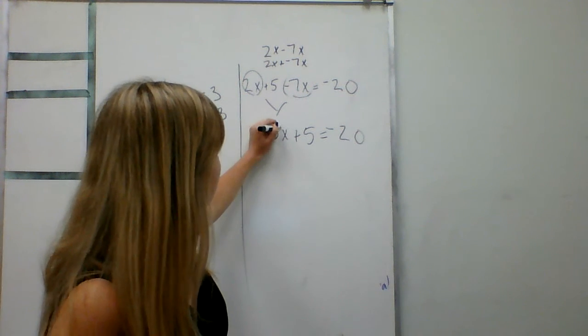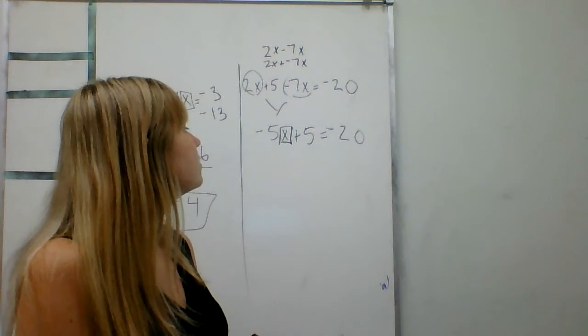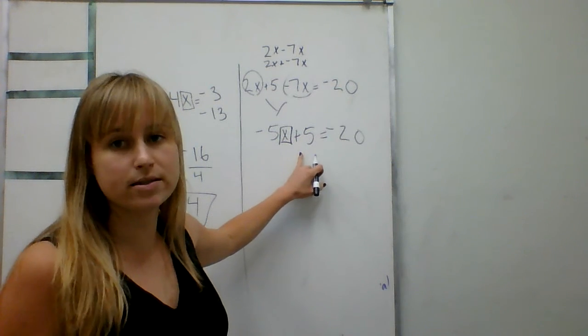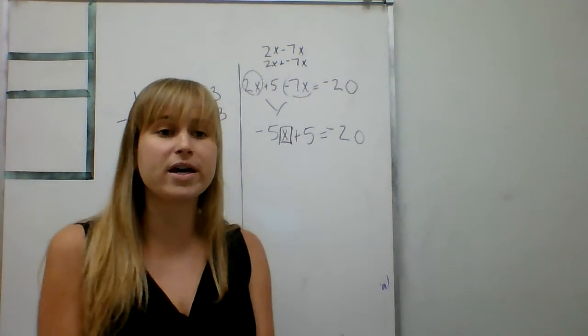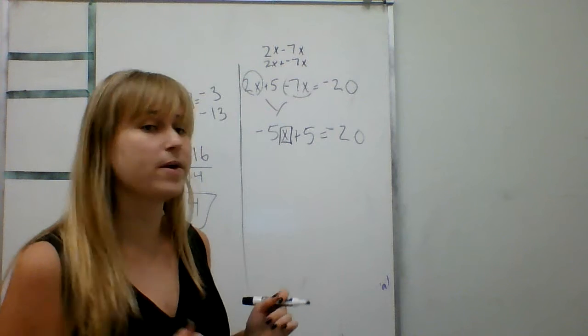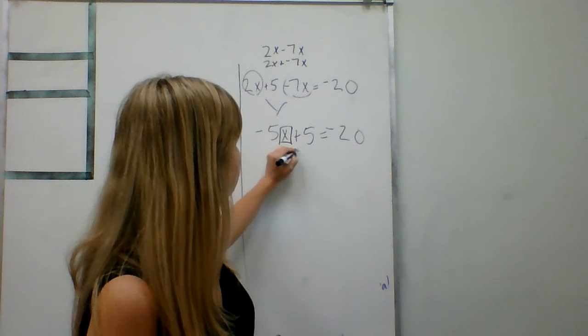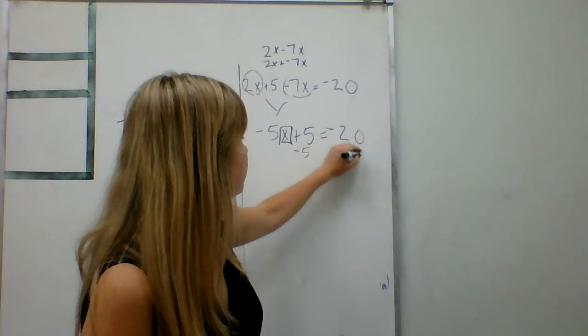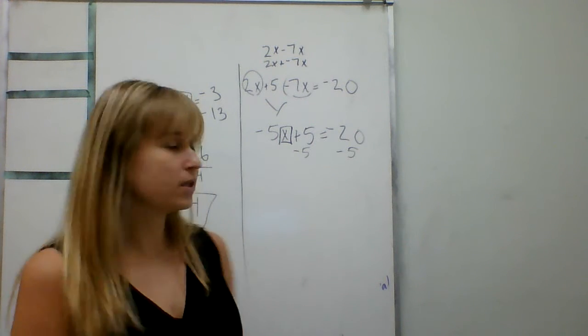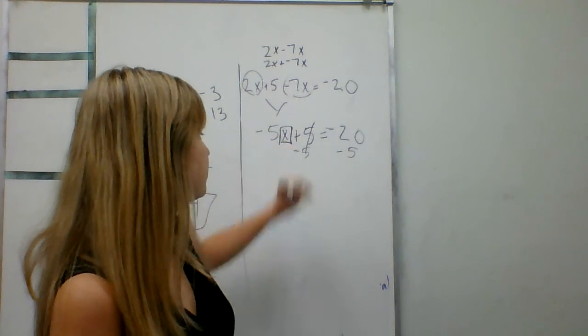So now I want to get x by itself. So I need to move my constants. I want to always undo my addition and subtraction before I multiply or divide. So I'm going to subtract 5 from both sides. Because the opposite of adding 5 is subtracting.